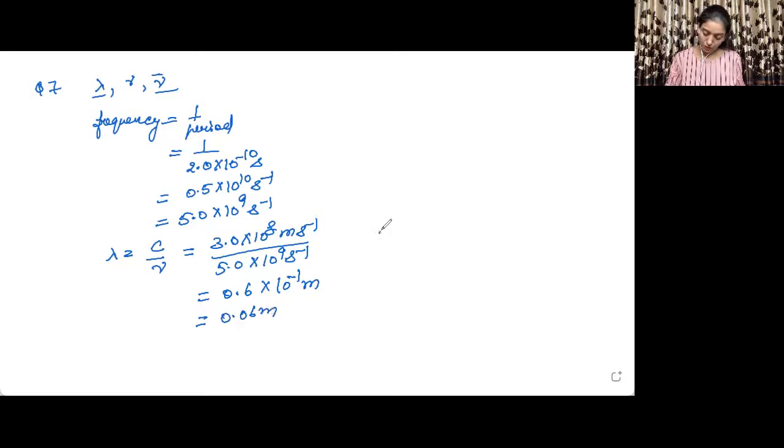Okay, now the wave number is equal to 1 upon lambda. So it will be equal to 1 upon 0.06 meter, which is 1 divided by 0.06. It is coming out to be equal to 16.67 per meter. So this is the wave number. So simple as that. Now let us move into question number 8. Let us see what is the statement for question number 8.